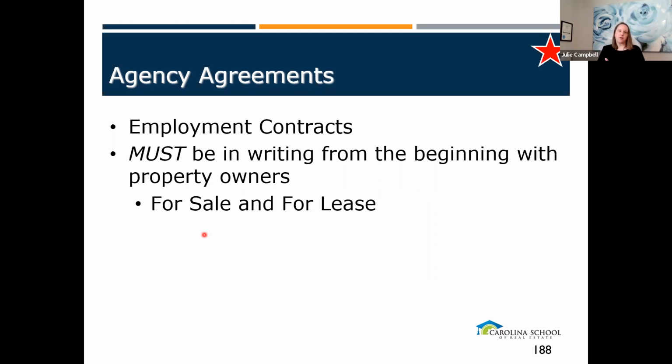I think this whole screen is a problem topic. Employment contracts, and from the beginning with owners, not buyers, not tenants. Questions, comments before we make sure we're good with this screen?